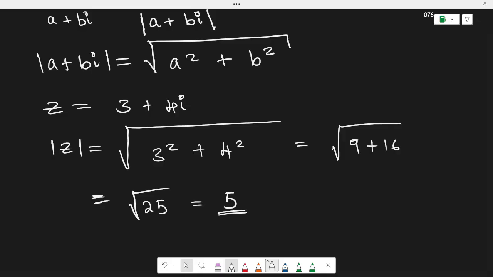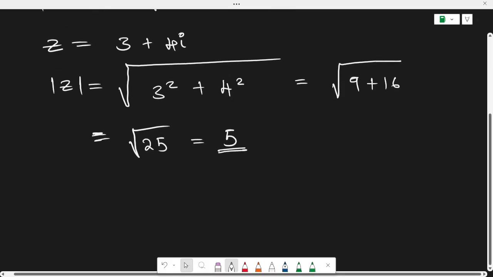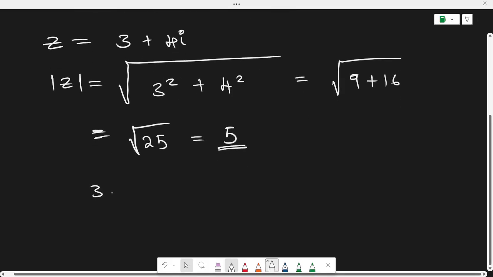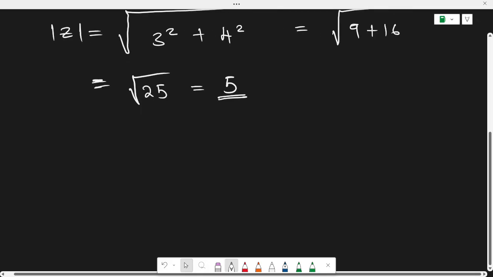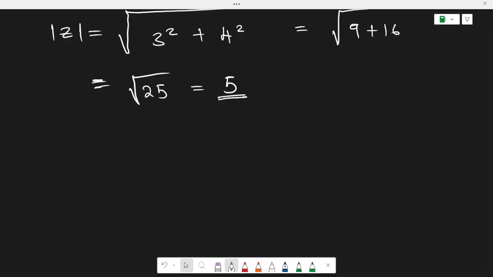So the absolute value of 3 plus 4i is equal to 5. That's what we've learned from this example. So let's try to look at another example.